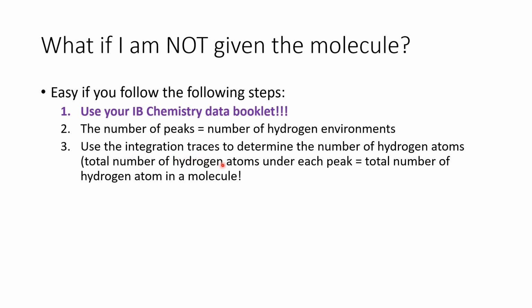And use the integration traces to determine the number of hydrogen atoms. The total number of hydrogen atoms under each peak is going to tell you the total number of hydrogen atoms in the molecule. So that gives you an idea of how many hydrogen atoms you should have as a total in the molecule.